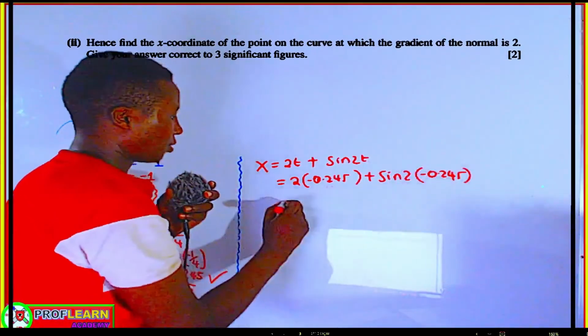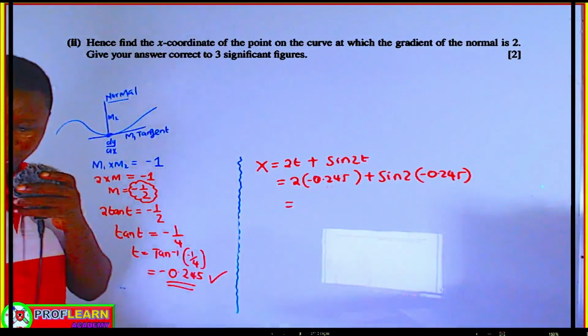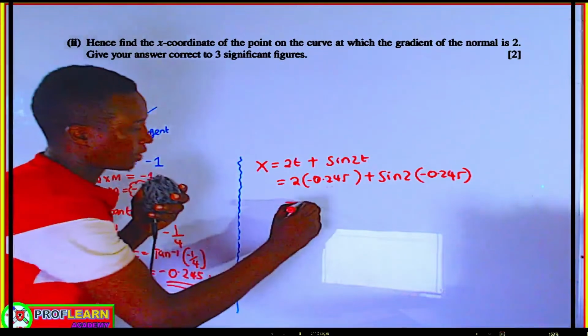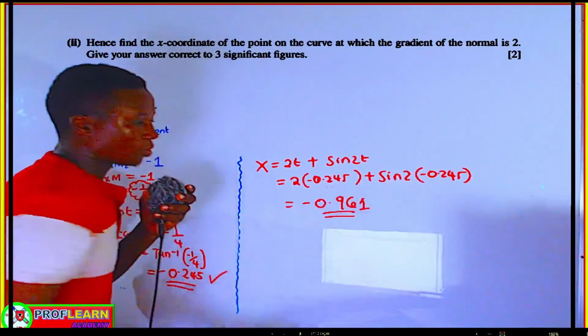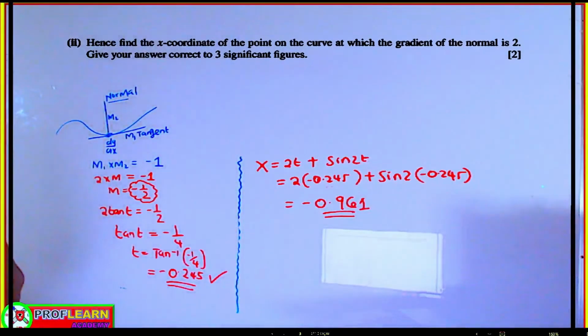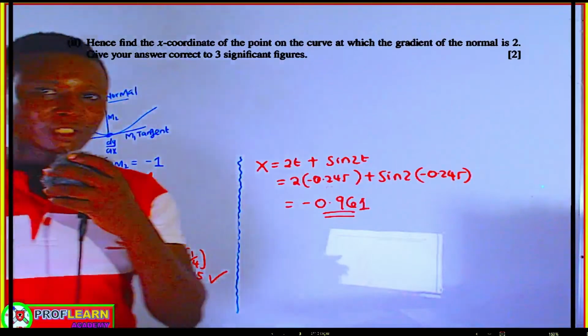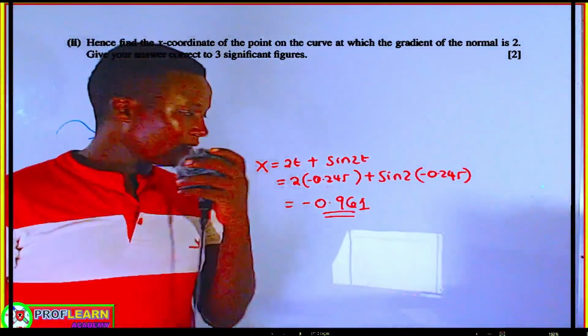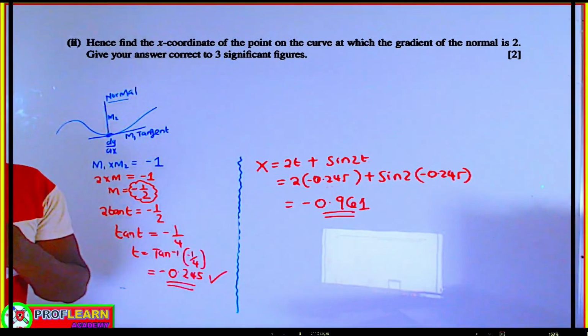Now, if we substitute that and try to work it out using our calculator, we're going to realize the answer we are going to get is actually negative 0.961. So if you try to work it out, you'll find that the answer you'll get is this. And we were supposed to give our answer correct to 3 significant figures. Now, moving to the next question.